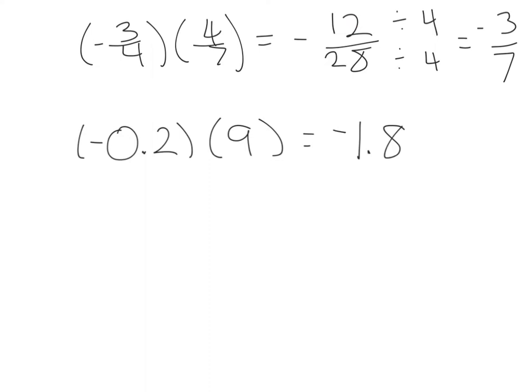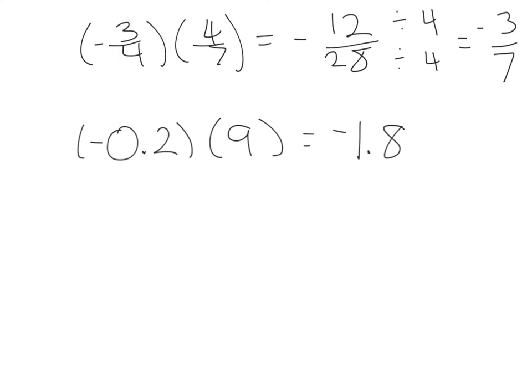It would also be true, you could do the same thing with decimals. If you are multiplying a decimal and an integer together, we know that 2 times 9 is 18, so 0.2 times 9 would be 1.8. And then because, once again, one's negative, one's positive, that means the product is negative. Okay, so those are the rules.